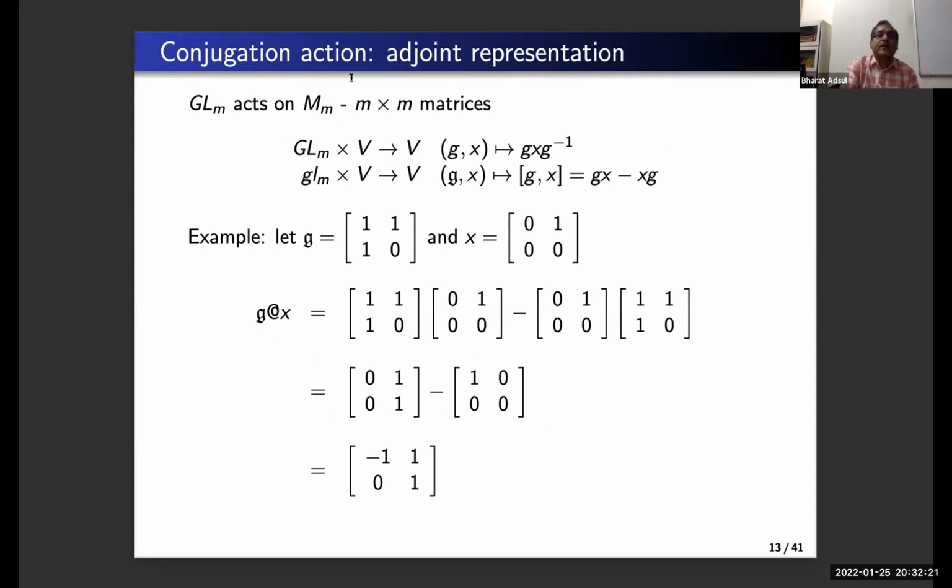The group is invertible m by m matrices, and the vector space is the space of all m by m matrices. So that is my V.